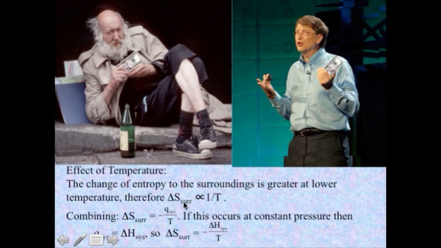Therefore, the delta S of the surroundings is also proportional to the inverse of the temperature. And if we combine this, we get that the delta S of the surroundings is equal to the negative of the heat evolved by the system divided by the temperature. And if this is occurring at constant pressure, then the heat of the system is equal to the change in enthalpy of the system. So the bottom line is that the change in entropy of the surroundings is equal to minus the delta H, the change in enthalpy of the system, divided by the temperature.